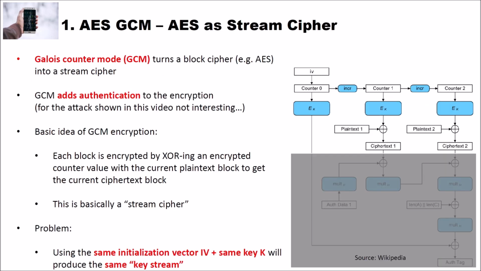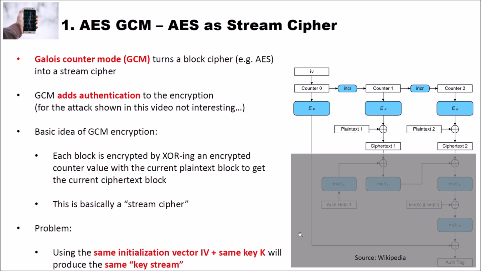Before we start having a look at the actual attack, we need to know what AES GCM block mode is. The Galois Counter Mode, or GCM mode, turns a block cipher, in our example here AES, into a stream cipher. If you don't know what block ciphers and stream ciphers are, I suggest that you have a look at the Basics of Cryptology series on this channel. The Galois Counter Mode adds authentication to the encryption, additionally to turning the block cipher into a stream cipher. But this authentication is not important for the attack shown in this video, and it's not interesting for us.